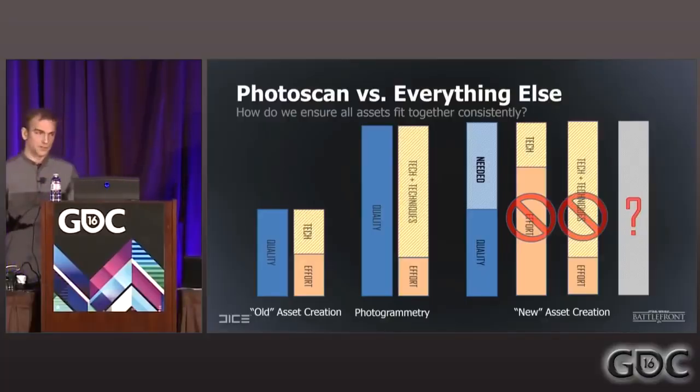So now we have these photoscanned assets, which, as I mentioned earlier, are quite high quality. So how does everything else fit into this?